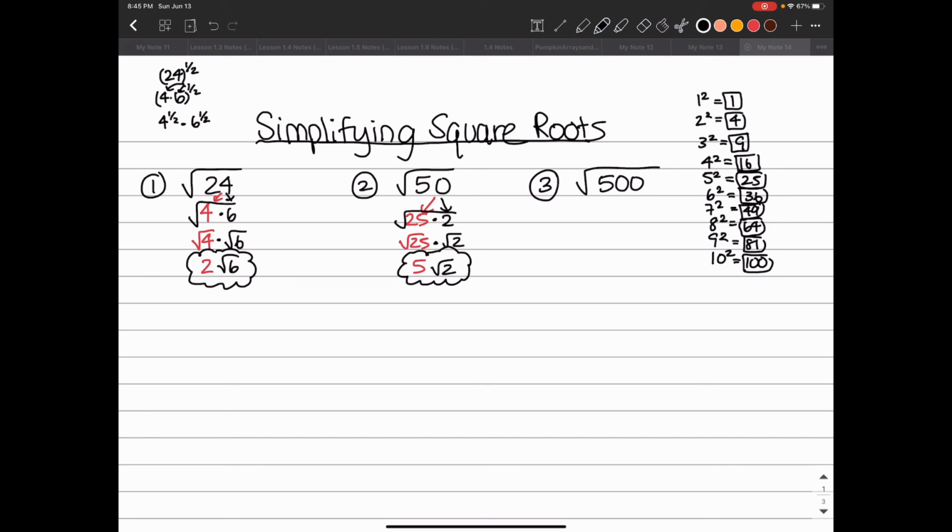For the square root of 500, I don't have a list that goes above 100, but I just know that the biggest perfect square inside of 500 is 100. So I break this down into 100 times 5, the square root of that. This is the square root of 100 times the square root of 5. That's 10 square roots of 5 is my simplified answer.